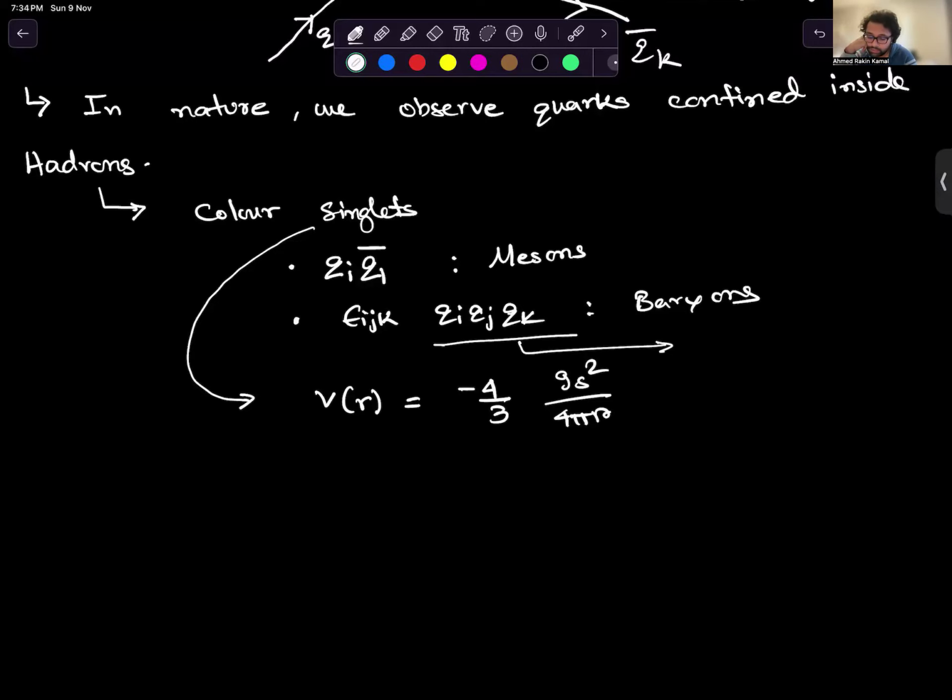Please mute yourself if you're not asking questions. So what happens is that inside baryons and mesons, they form a bound state, and this gives an attractive potential.